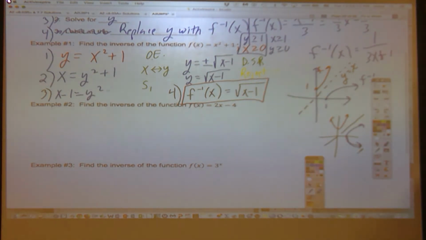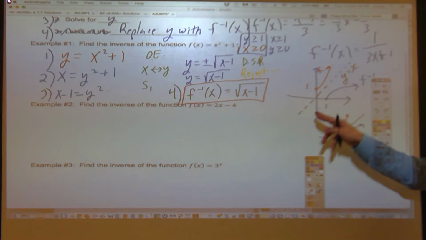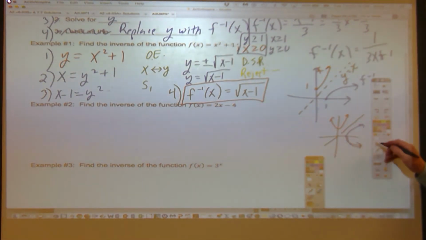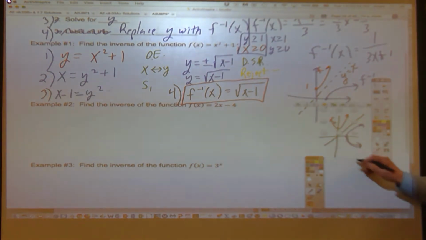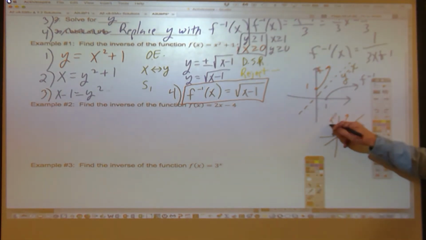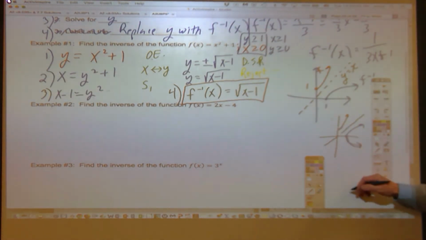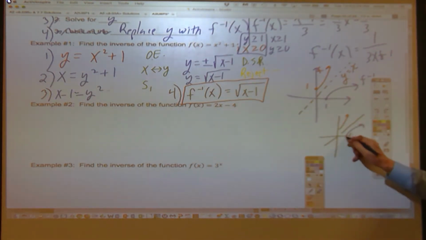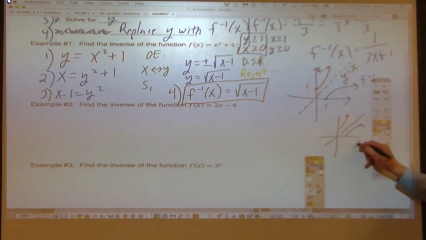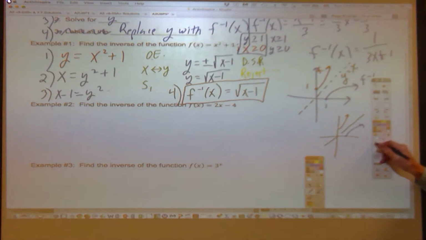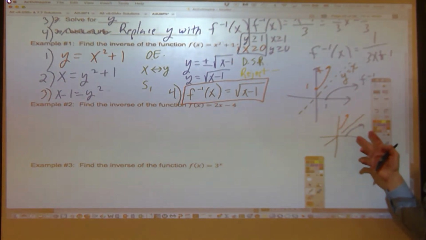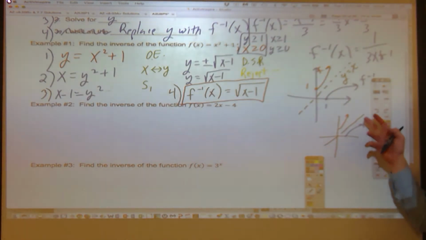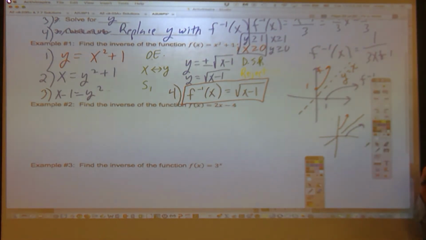But because we wanted the answer to this one to be just the positive square root, that meant that there had to be a domain restriction on the original function. We had to say, no, we're not going to take all x's, we're only going to take the ones that are greater than or equal to 0. Otherwise, the solution will be ugly. This has the beauty of symmetry. And that's what you can always do to check to see if your answer is correct.